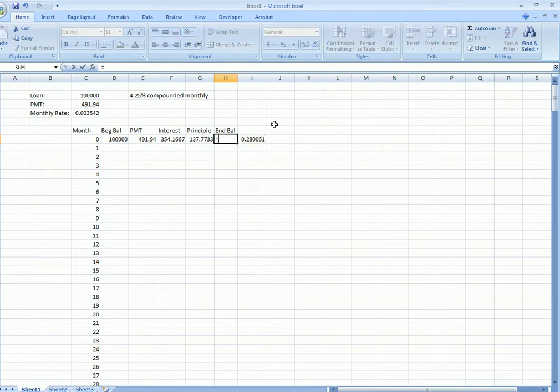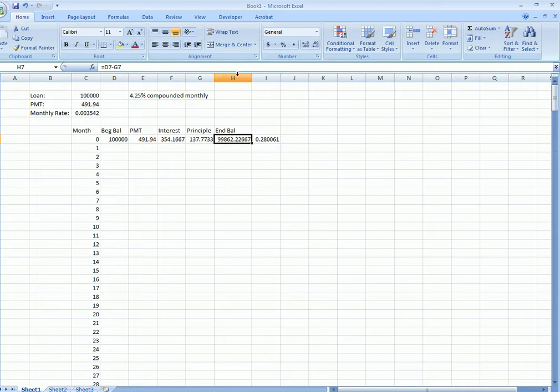Well, what's my ending balance? Since I started with 100,000 and I effectively paid down the principal amount corresponding to the 0th month, I'm going to subtract that from the balance. And I'm going to adjust the cell a little bit so I can see the cents. I'm going to reduce it so I get it to the nearest cent. Now you can see what my balance is.